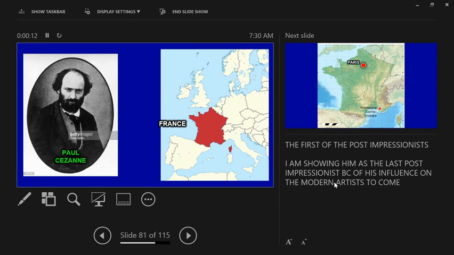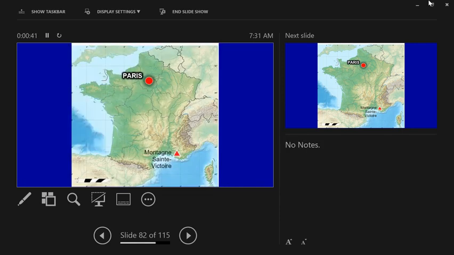All right, this is our last artist of Unit 3. And this is the guy that's going to lead us to Unit 4. He is called the father of modern art or the grandfather of modern art, Paul Cézanne. He was one of the first of the post-impressionists, but I'm showing him as the last post-impressionist because of his influence on the modern artists in our next unit.